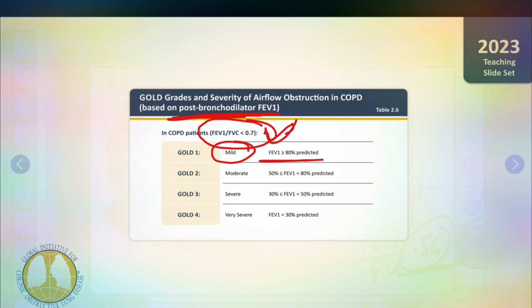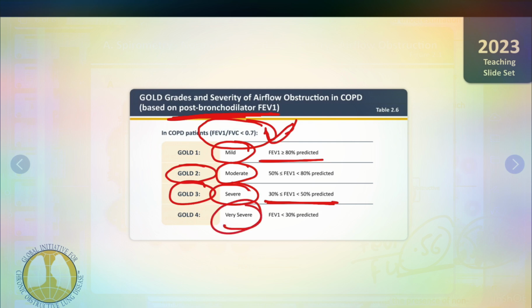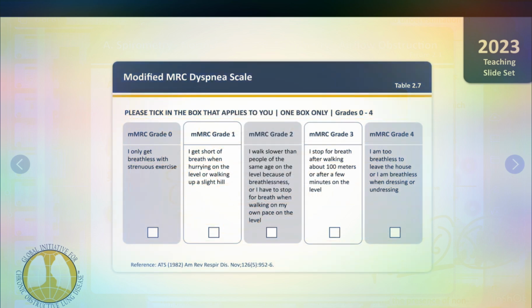If it is less than 80% and greater than or equal to 50%, then it is moderate grade, and it is GOLD 2. Then if it is less than 50% and greater than or equal to 30%, then it is severe grade or GOLD 3. In GOLD 4, it is very severe, and here FEV1 is less than 30% of the predicted.